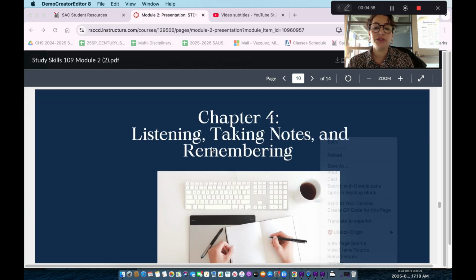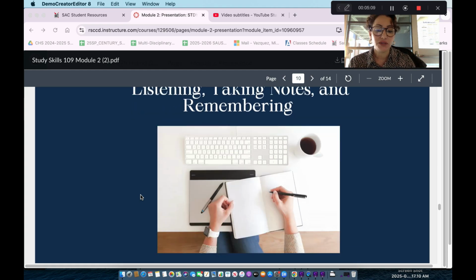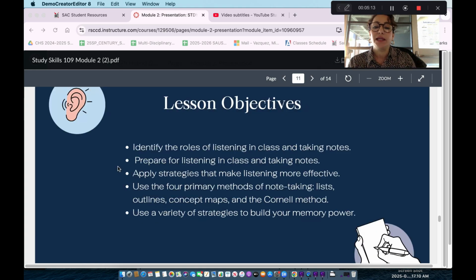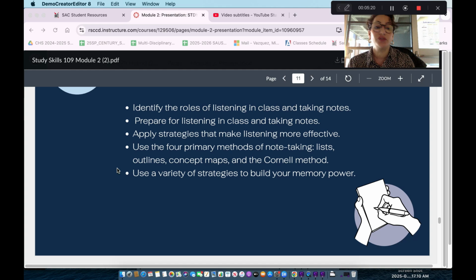Chapter 4 is listening, taking notes, and remembering. One of the study skills that we are applying and using as an assignment is note taking. And the reason why we do that is going to be explained here. You're going to make sure that you're identifying and you know the roles of listening in class. You need to make sure that you know how to be prepared for it and that you have strategies that work for you. There's 4 primary ways that people take notes.